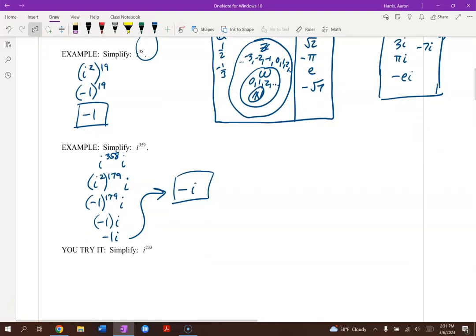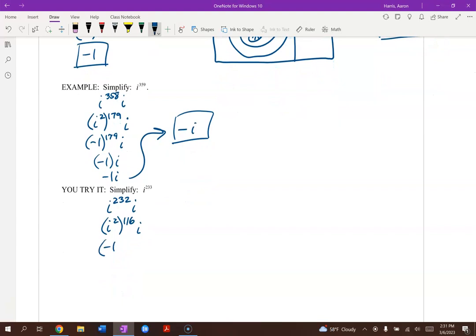So i to the 233, I would write that as 232 and another i. There's 233 i's. The reason is so I can split that i squared up into 232 divided by 2 is 116. So I have 116 of these i squareds. And we know i squared is -1. So -1 to an even power, right? -1 times -1, 116 times is just a +1. Well, 1i is just i. So that's i to the 233. And that's how you approach those.